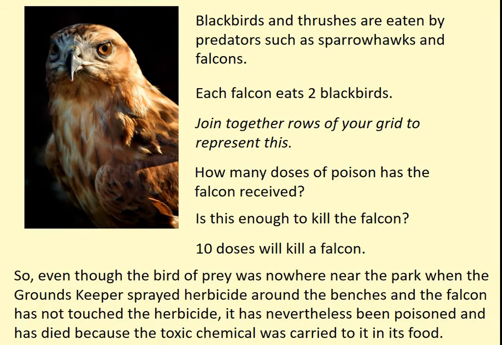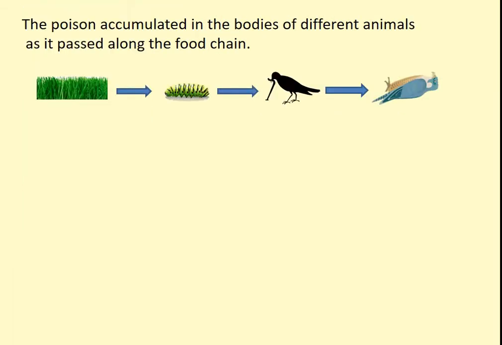So here we've got a food chain. Remember, the arrows don't show what eats what. They show the transfer of energy. That is why they go from the left to the right. The grass is not eating the caterpillar, it is transferring energy to it.